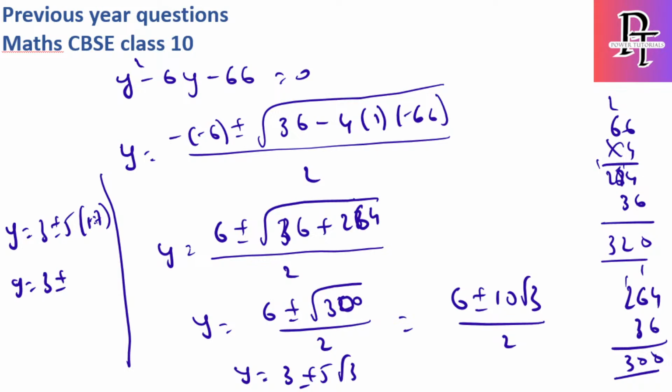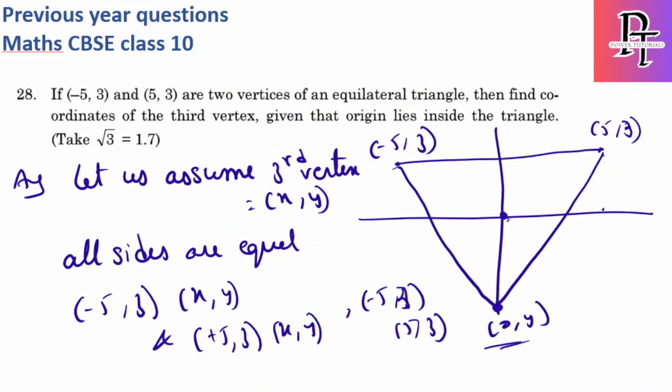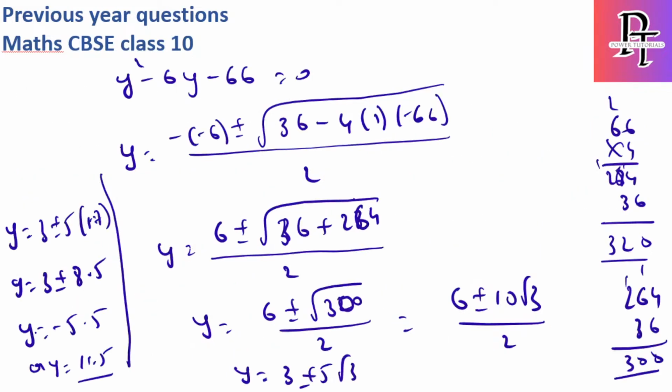But they have clearly mentioned in the question that the origin is here. So definitely the triangle is not upward, it should be definitely downward. So you have to consider the y value should be negative value. So the y value is only negative, which is minus 5.5. So the final answer is, here I will write x comma y. We have to write at the bottom, x is 0, y is minus 5.5.